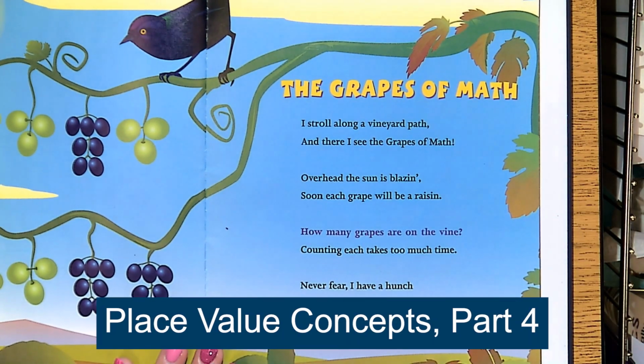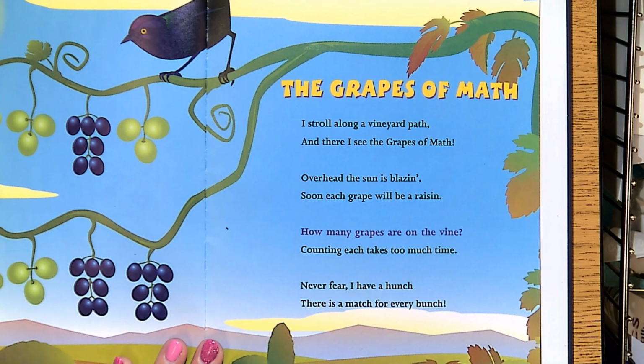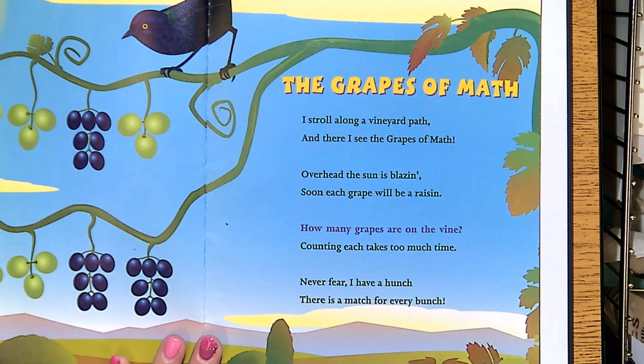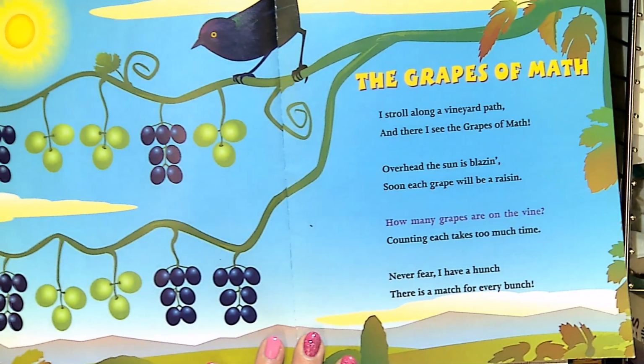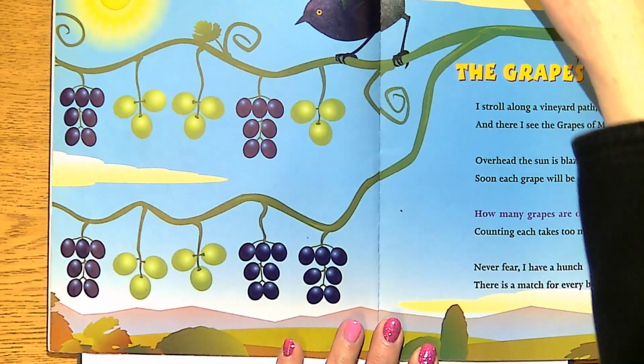I stroll along a vineyard path, and there I see the grapes of math. Overhead, the sun is blazing. Soon each grape will be a raisin. How many grapes are on the vine? Counting each takes too much time. Never fear, I have a hunch. There is a match for every bunch. How many grapes are there?